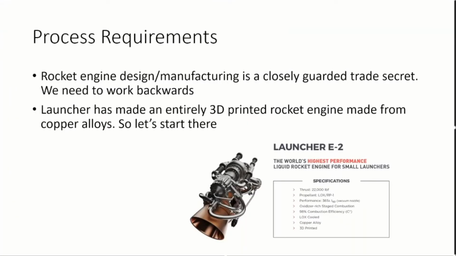All right, so sweet. We have a rocket nozzle material. So now we need to manufacture it to actually make a nozzle. One major problem is that rocket engine design and manufacturing is a closely guarded trade secret. So we need to work backwards with the information out there. A cool thing is that there's a company called Launcher who made entirely 3D printed rocket engines made from copper alloys. So I'm going to start there.